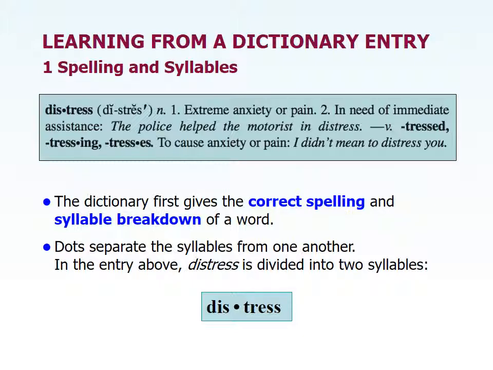If you look down at the bottom of the dictionary entry, you see tressed and tressing and tresses. You'll see that with tressed, there's no additional syllable, but with tressing, you see the dot there, which means that you're adding an additional syllable. Tresses, you see a dot and you're adding an additional syllable.